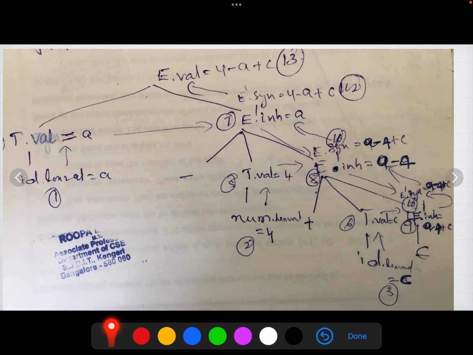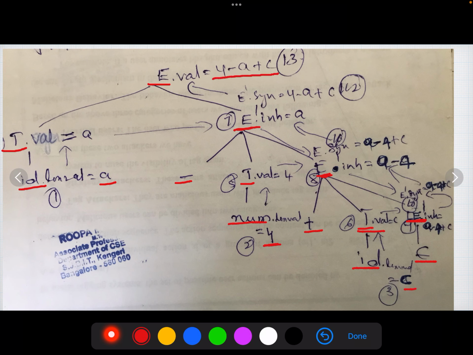So for that we just start doing the annotation of the parse tree. First we start with the derivation. E produces T E', where T produces id, and this E' produces minus T E', and this T produces num, and E' produces plus T E'. This T produces id and E' produces epsilon. As per the given productions, we have written all this in order to obtain a, number 4, and c.